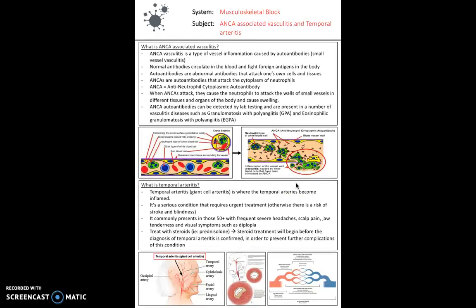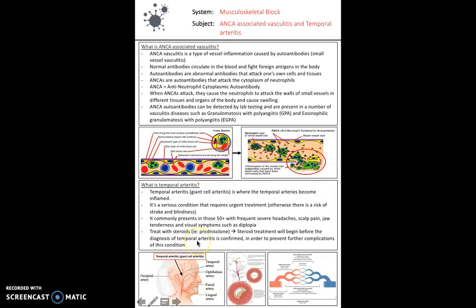Just to zoom in on a few of those, first of all we take a look at ANCA-associated vasculitis. ANCA stands for anti-neutrophil cytoplasmic antibody. This is a type of blood vessel inflammation caused by autoantibodies. Normal antibodies circulate in the blood and fight foreign antigens in the body, as we know, but autoantibodies are abnormal antibodies that attack our own cells and tissues. In this case, we're attacking the cytoplasm of neutrophils. This is a small vessel vasculitis. When ANCAs attack, they cause the neutrophils to attack the walls of the small vessels in the different tissues and organs of the body, and as a result we get swelling.